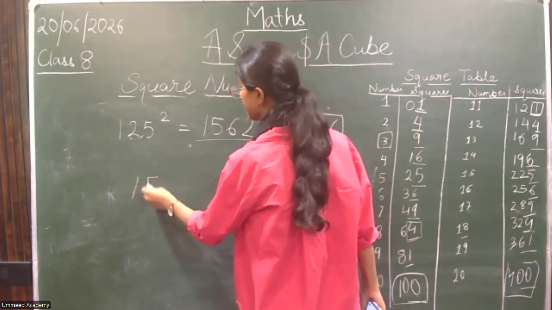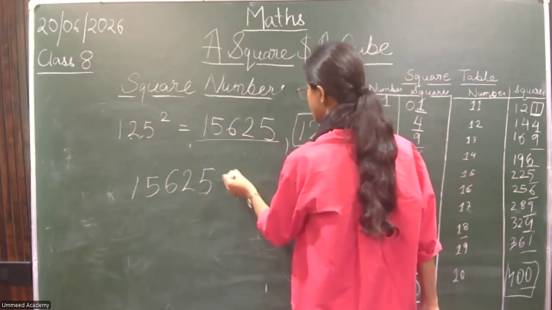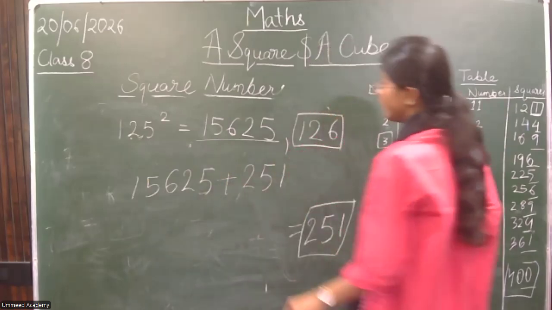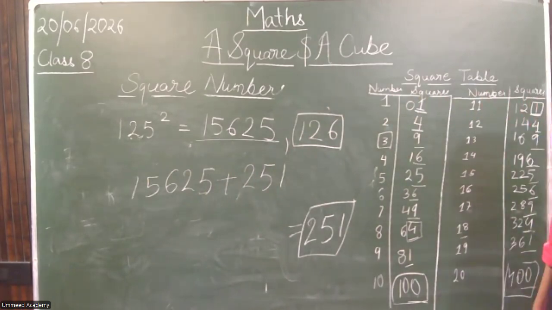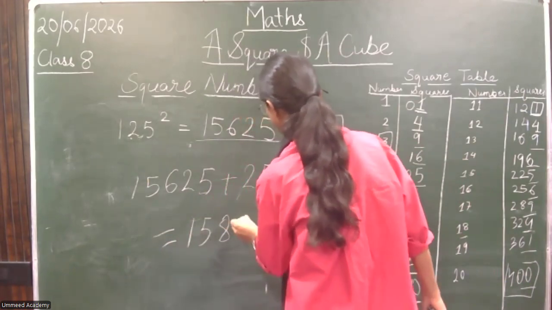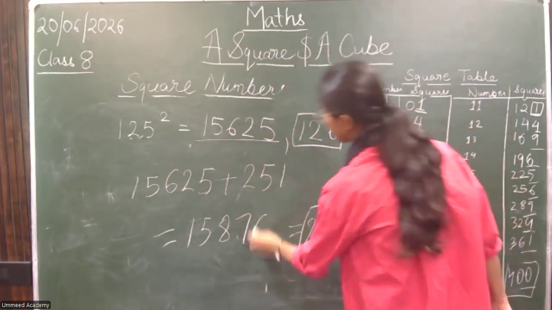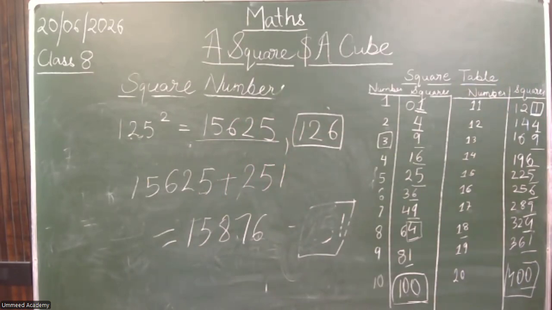The square of 125 is 15625, plus 251, and we will get our answer, which will be 15876. Yes, ma'am, we will get this as the answer. Clear, Pulkit? Yes, ma'am.